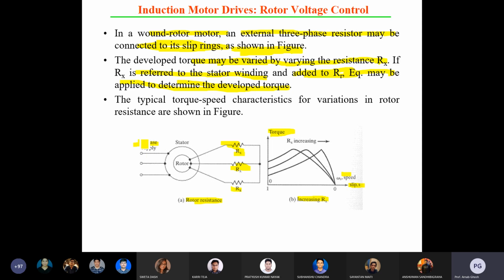That is a very common figure, and all of you are aware of it. There is a three-phase supply, with three windings inside the stator and three windings in the rotor. If your Rx is increasing, you can see that the speed is increasing rapidly.